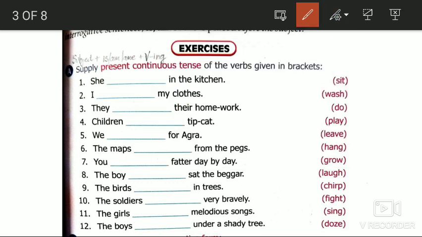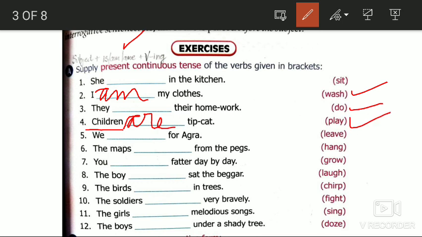Number 2, I, in the verb you have wash. I am washing my clothes. They, plural. They are, what verb do you have here? Do. They are doing their homework. Number 4, children. Children is also plural. Children are playing tip cat.